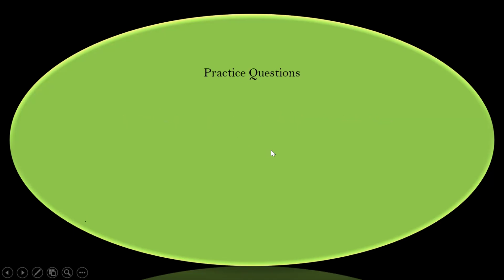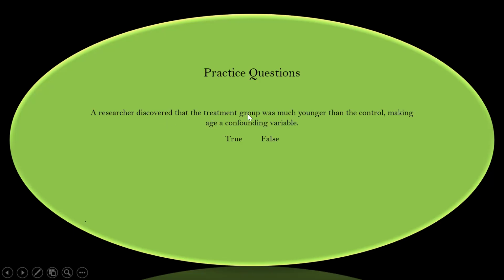So this is false. A researcher discovered that the treatment group was much younger than the control group. As such, this makes age a confounding variable. Is this true or false? This is true. So if I have two groups, one that received, let's say, caffeine and the other didn't, and I notice the treatment group is faster in their reaction time than the control group, and I also discover that the treatment group is 10 years younger than the control group, I'll never be able to say if it was my treatment, the caffeine, or age, or some interaction. So it's ruined my internal validity. And I just can't make a cause and effect statement about caffeine and reaction time.